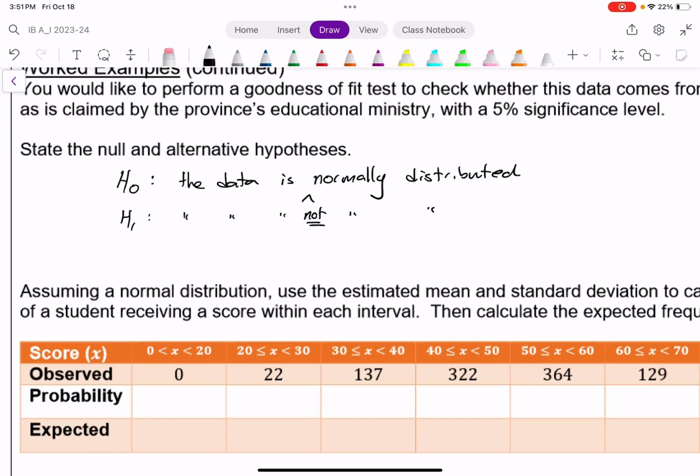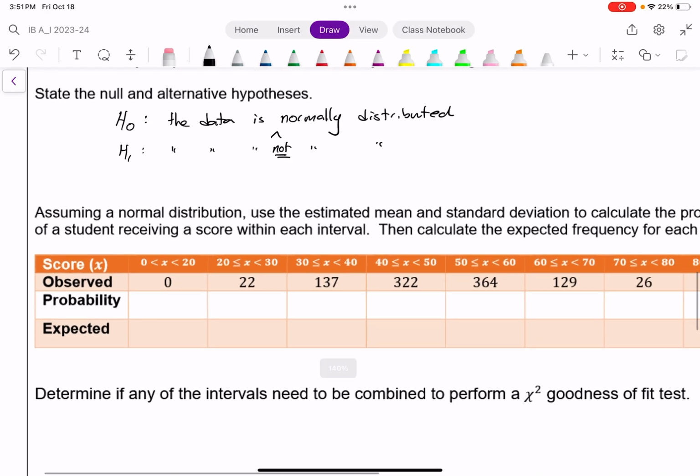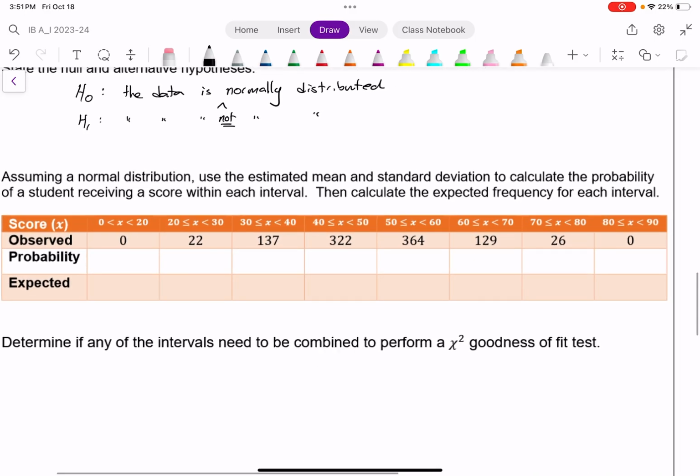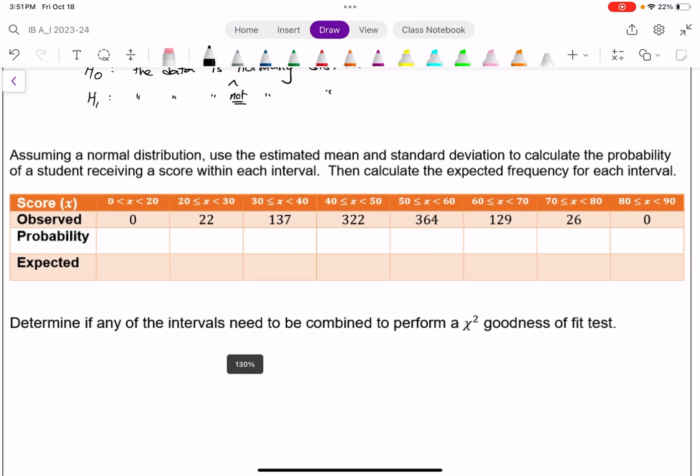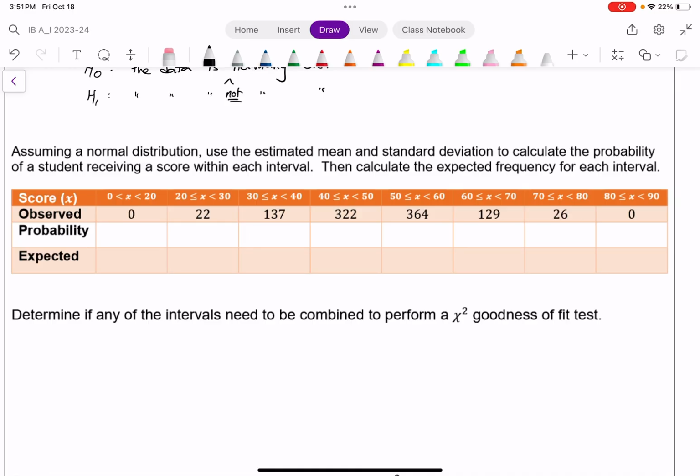All right, so now to determine this. If we want to perform a goodness of fit test, we need to compare the observed results with the expected results, assuming it is, in this case, a normal distribution. So first, I need to find the probability, assuming it's a normal distribution, that there would be a score between 0 and 20, 20 and 30, and so on.